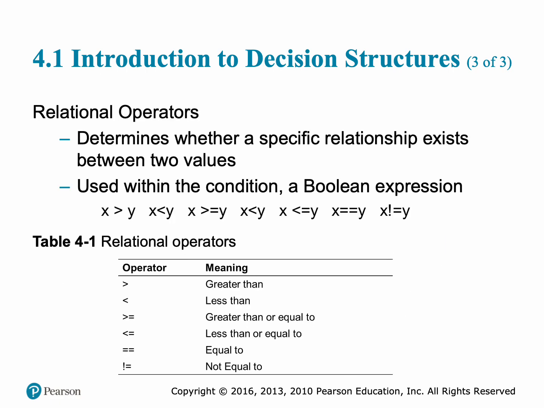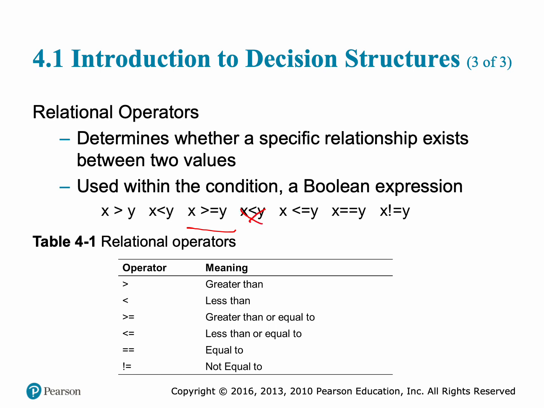Now, let me introduce you to relational operators. Relational operators are what we use to determine if two values or two variables have a specific relationship between them. Now, these are all of the relational operators that exist inside of programming languages. They might look a little bit different from language to language, but the general idea is the same. So the first one is x is greater than y. So we are checking if x is greater than y. Then the next one is the opposite, if x is less than y. Then the third one is if x is greater than or equal to y.